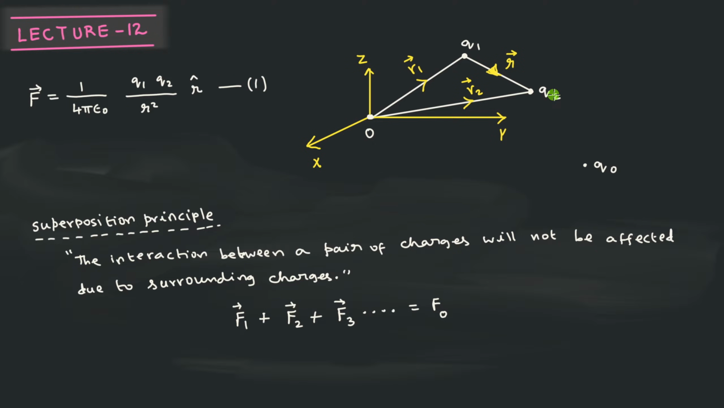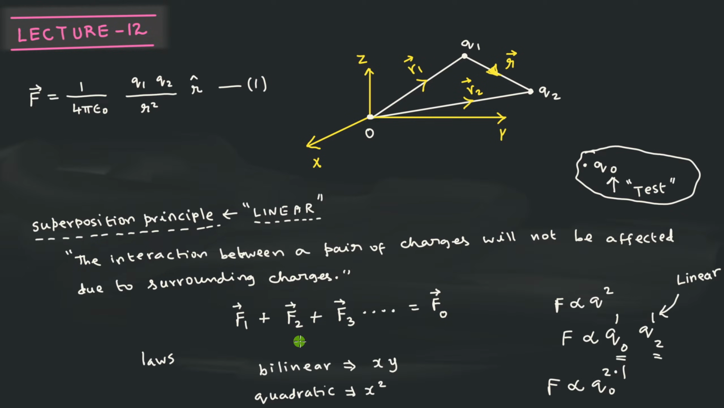Q0 with Q2 is one pair. Q0 with Q1 is another pair. Q0 with Q3 is another pair. Like this you form each pair, covering all possible available pairs, and if you add them, that expression will give you the total force acting on the particular charge you have chosen. We call this a test charge. Coulomb's law obeys the linear superposition principle, and that is the ultimate conclusion that we have.